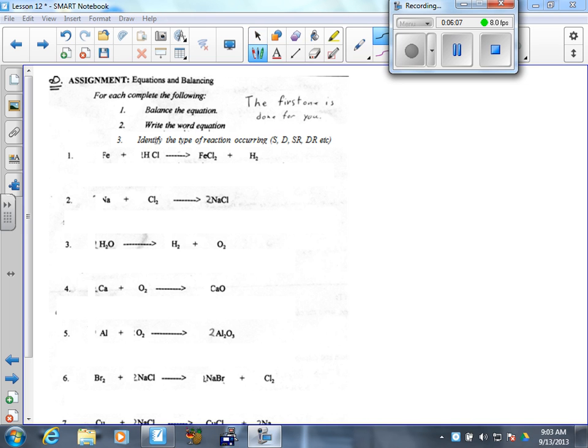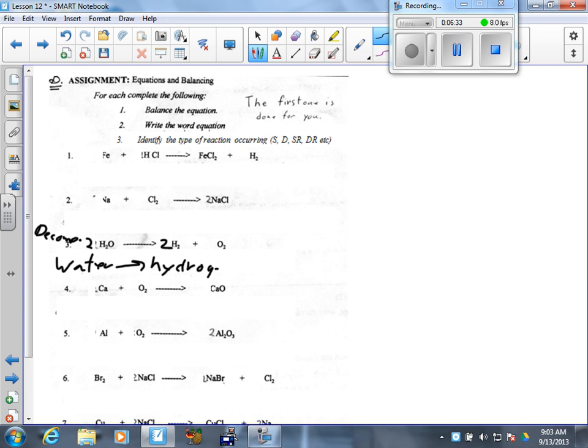So if we're looking at one of the ones that's done for you there, number 3, because you've seen it a million times already, first identify the reaction. So it's simple decomposition. I write decomp, and then balance it. I've got 2 oxygens over there, 2 here, 2 there. Now it's balanced. Water goes to hydrogen plus oxygen. When you write out the word equation, you don't have to put the balancing numbers in the word equation. You only put them in the formula one.